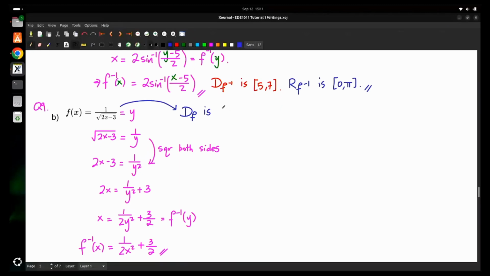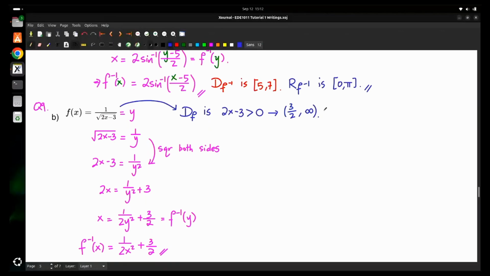Okay? So 2x minus 3 cannot be equal to 0, because if it's equal to 0, then 1 over 0 is undefined already. So therefore, this is going to give you the domain: x is supposedly more than 3 over 2. So let me write it as 3 over 2 to infinity. Is that okay? x must be more than 3 over 2.